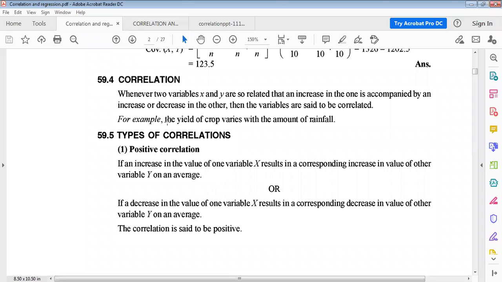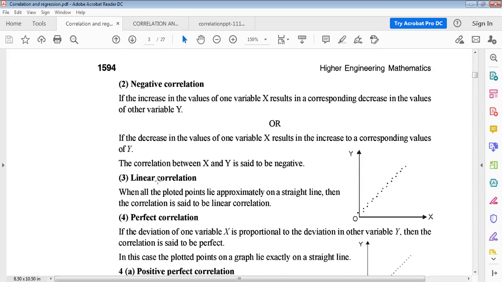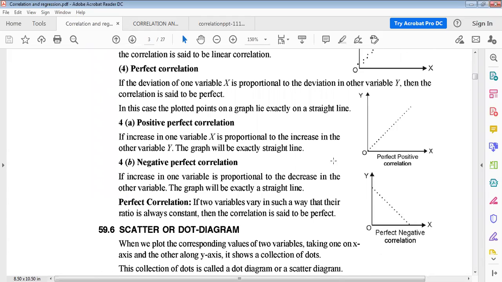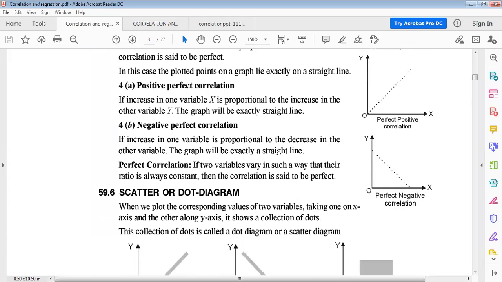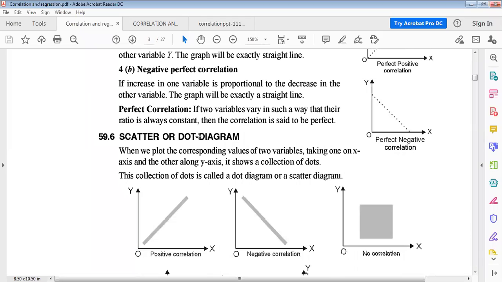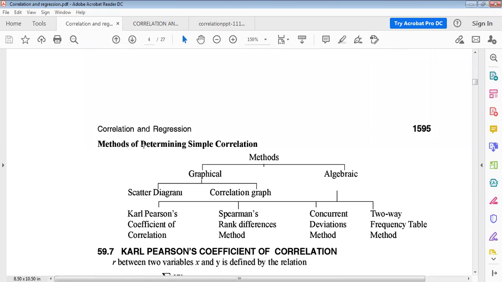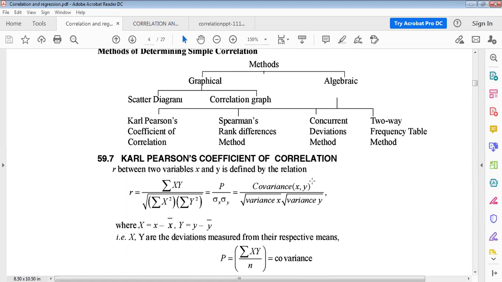Correlation, what is correlation? And this is the example. The yield of crops varies with the amount of rainfall. If rainfall increases, the amount of crops will increase. We have studied the types of correlation in our slides: negatively correlated, linear, perfect correlation, with this example in our slide presentation. A scatter dot diagram we have also studied. And the methods of determining simple correlation, we have studied in our slides.